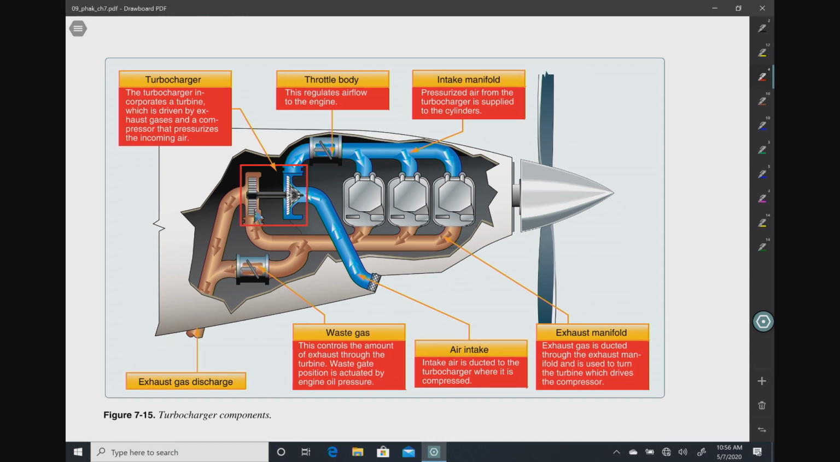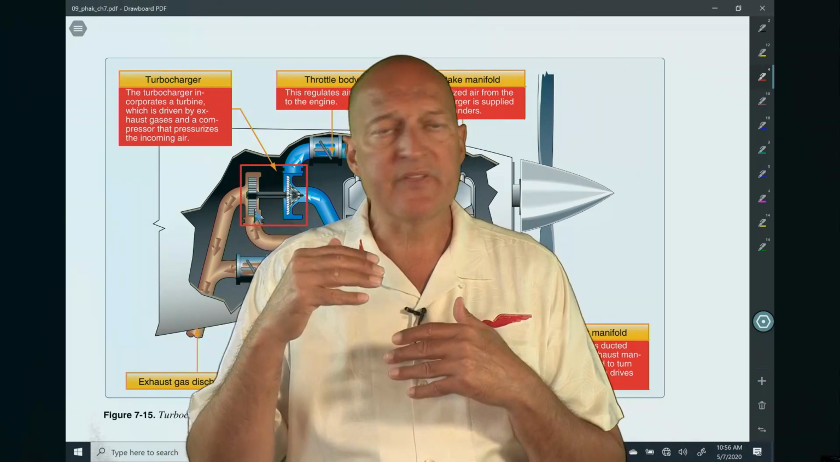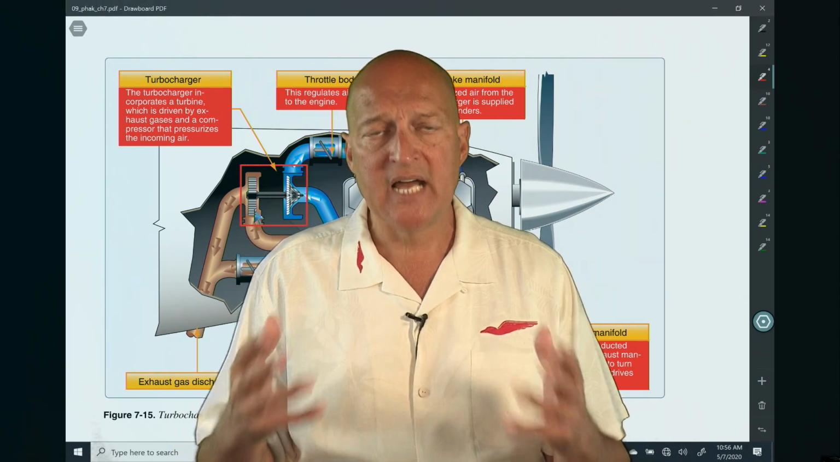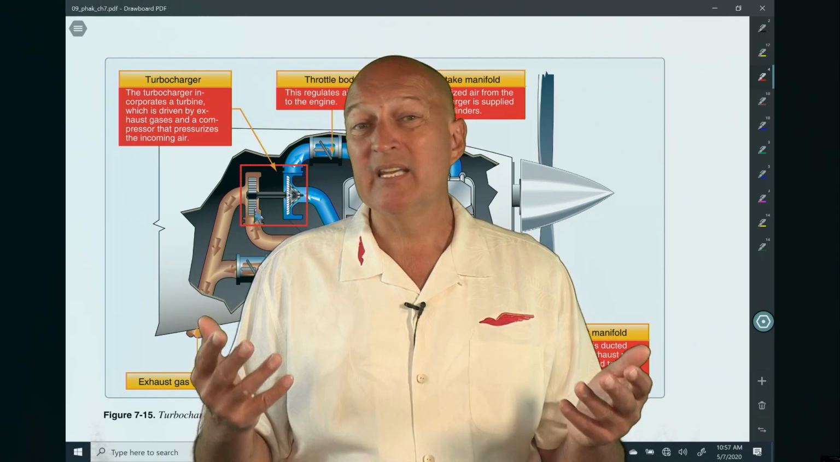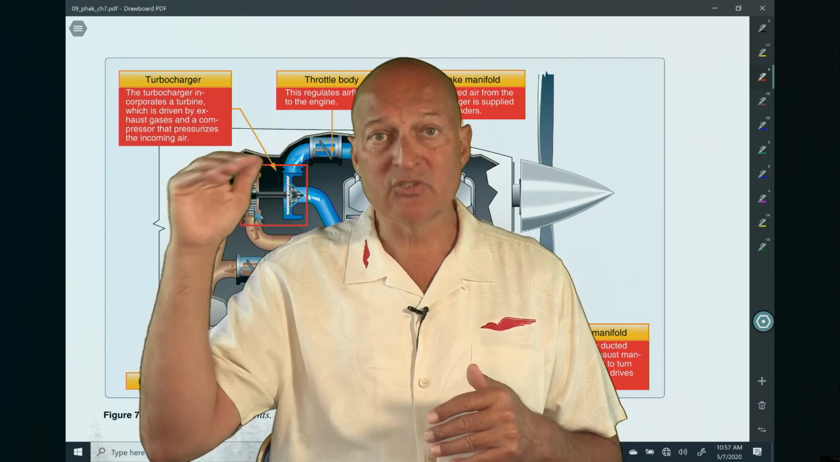But the big difference here is the fact that with a normally aspirated engine, one that's not turbocharged, typically at 16 or 17,000 feet, you're pretty much about done. That's going to be your service ceiling.